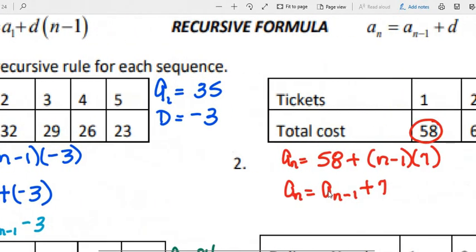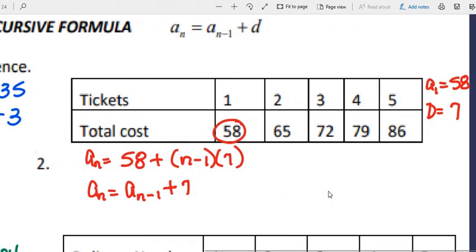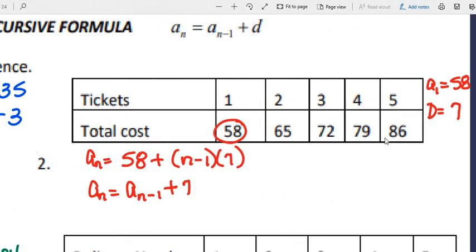Now let's look at the next one. So when I look at this one right here, just like before, we're going to find the common difference. I'm going to subtract 86 minus 79 and get 7. 79 minus 72 and get 7. 72 minus 65 and get 7. 65 minus 58, and I see that my common difference is a 7.